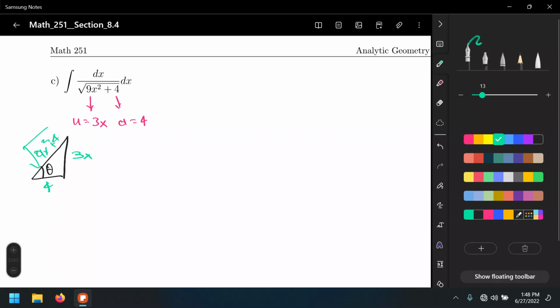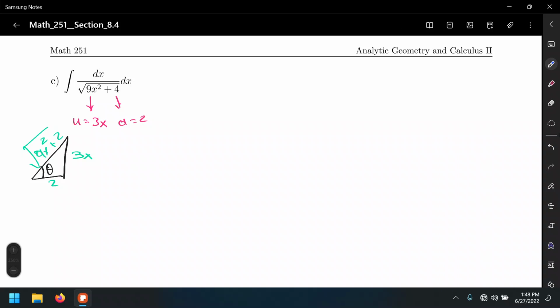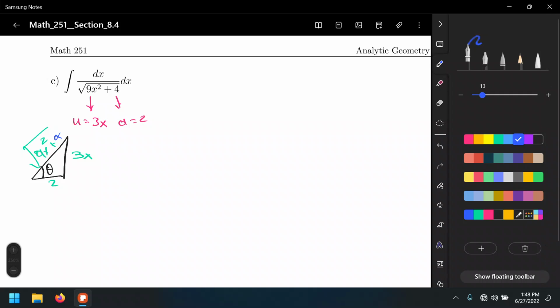Isn't it actually 2? Yeah, that's what I meant, but not what I wrote. Thank you. So that's a 2. And that's a 2. That's a 2. And let me make this look like a 2 as well. All right. Yep. Thank you. Wouldn't the hypotenuse be the square root of 9x squared plus 4? Yes, again, another thing I meant, but not what I wrote. Thank you. All right. Okay, so let's see.